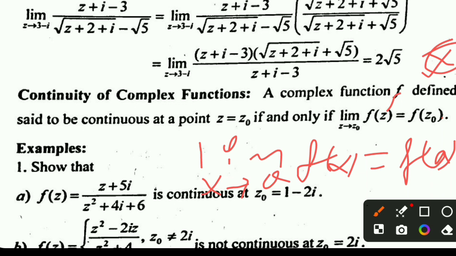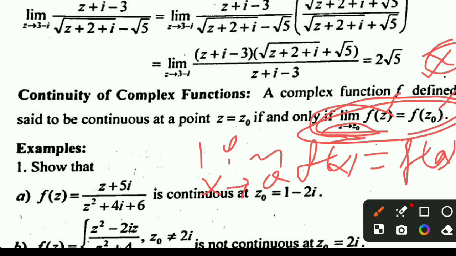Here also the same works for complex numbers. If our function is f of z, then z naught is said to be a continuous point if and only if the limit as z tends to z naught of f of z is equal to f of z naught. If the limit of f of z as z tends to z naught matches the value found by direct substitution, then our function f of z is said to be a continuous complex function.